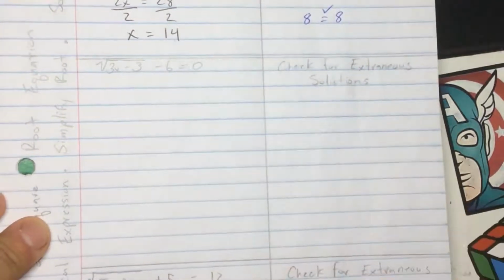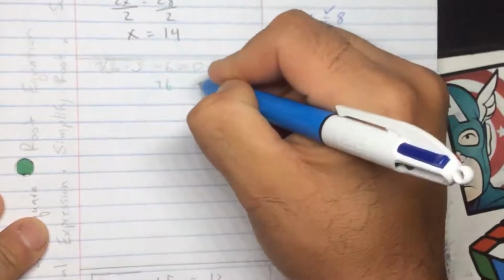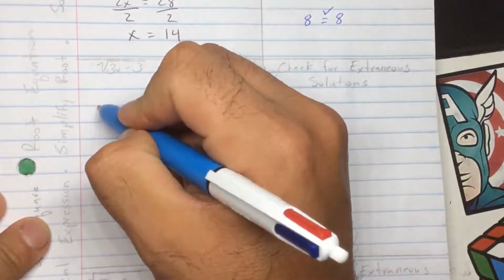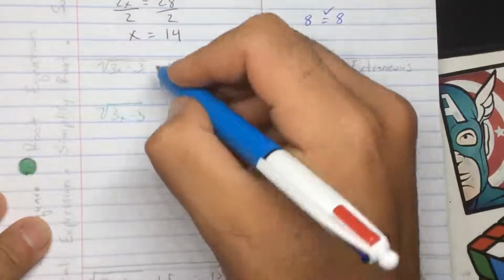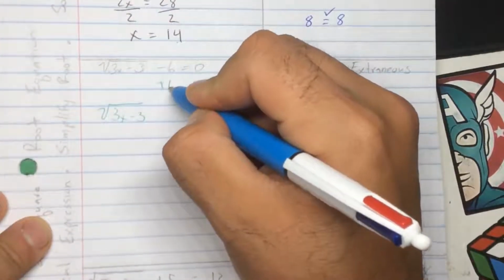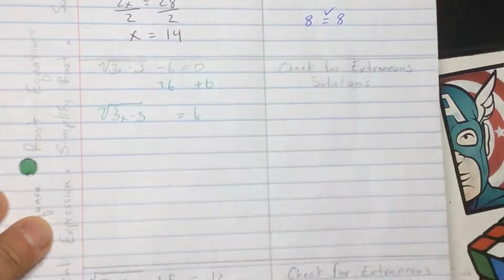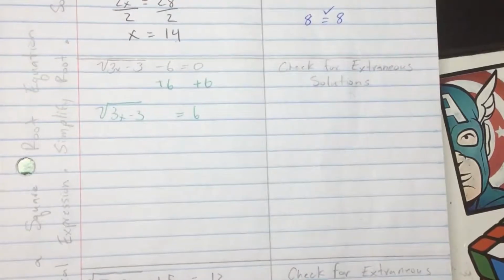First thing we're going to do, let's do green this time, we're going to add 6 to both sides. Once we do that, we're going to have the square root of 3x minus 3, negative 6 plus 6 goes to 0, equal to 0 plus 6, which is 6. Now that we isolated the variable, we can simplify the root.